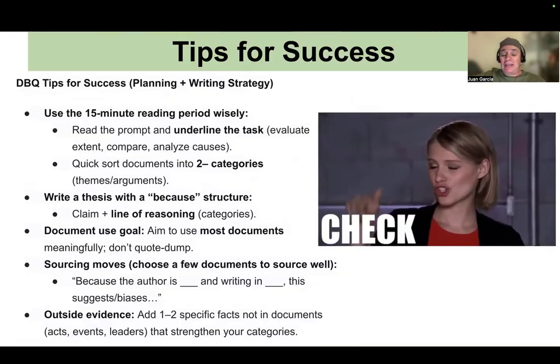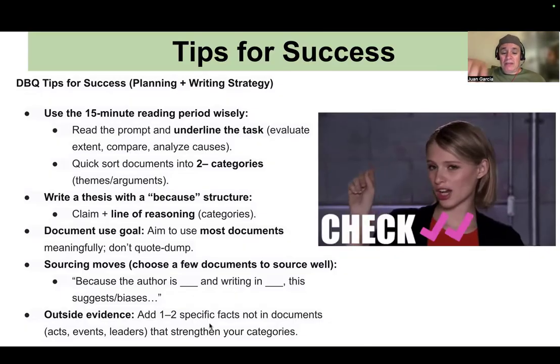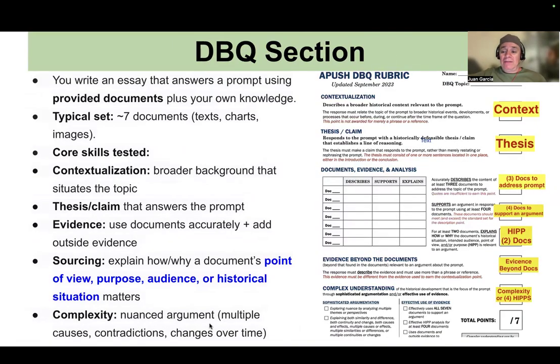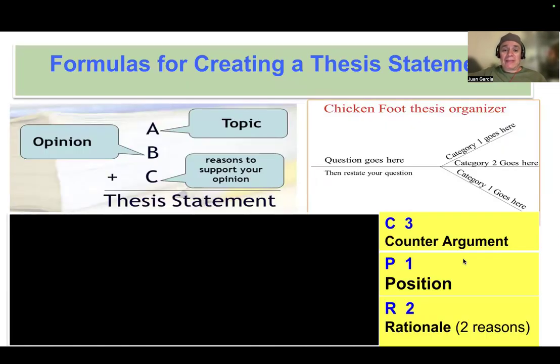And if you explain how that helps you to answer the question, and that evidence is not in the documents, you're going to get that point for outside evidence. Okay, so make sure you have 1 or 2. Be safe to have 2. You only need 1 to get the point. Okay, but that will really help you to succeed in your test.